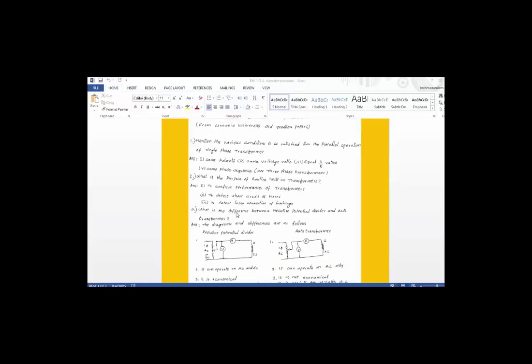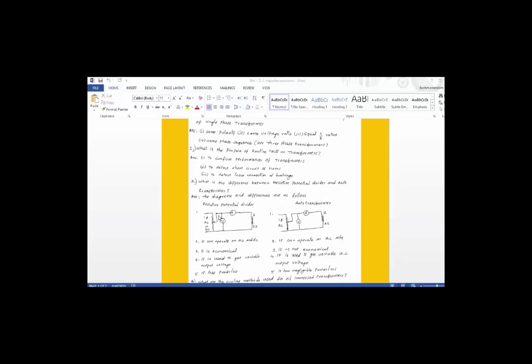Third question, what is the difference between resistive potential divider and auto transformer? The diagrams and the differences for these two devices are as follows. Here it is resistive potential divider, here it is auto transformer. This is your resistive potential divider and it is connected to AC or DC, and its output is connected to a winding ZZ via a voltmeter and an ammeter.